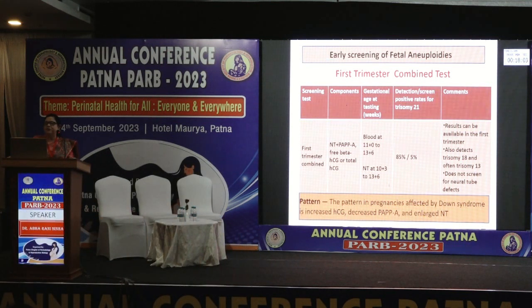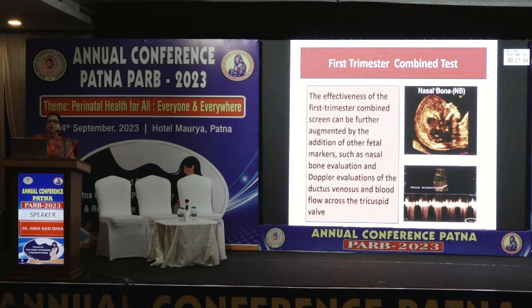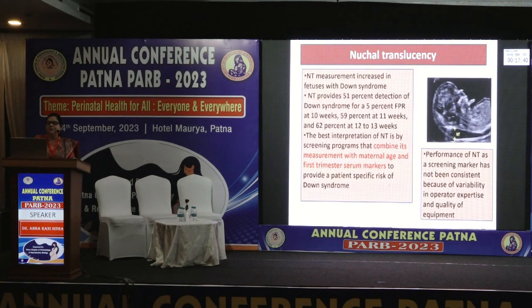It has a detection rate of 85% with a false positive rate of 5% for trisomy 21. But the only disadvantage is that it cannot screen the neural tube defects. If we want to increase the effectiveness of the combined screen, we can further augment it by addition of other parameters like nasal bone evaluation and Doppler evaluation of the ductus venosus and the tricuspid valve. As we had learnt in the morning, nuchal translucency alone is not a very good test for fetal aneuploidy because it has a low detection rate, only 1% if it is taken as a single measurement.